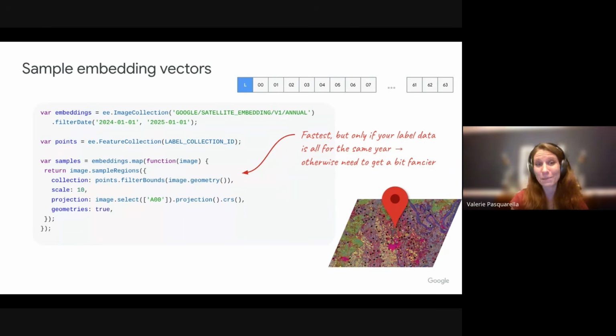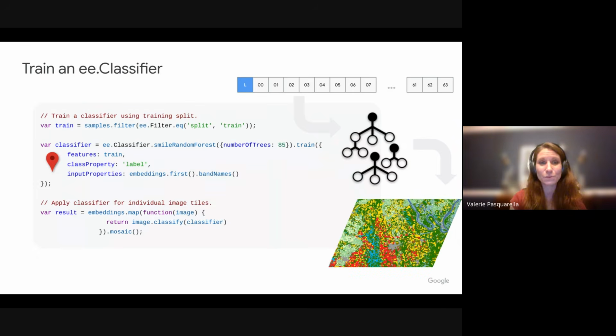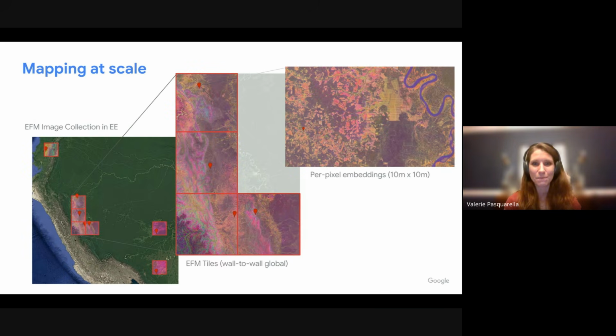We run what's called sampleRegions in Earth Engine, where we're actually extracting the embedding vectors for those labeled points. You've got a train test split, filter on that. Simply train a classifier. This is a random forest with 85 trees, and apply that classifier back to each tile in the embedding data set, and you will end up with a nice first cut at a classification map.